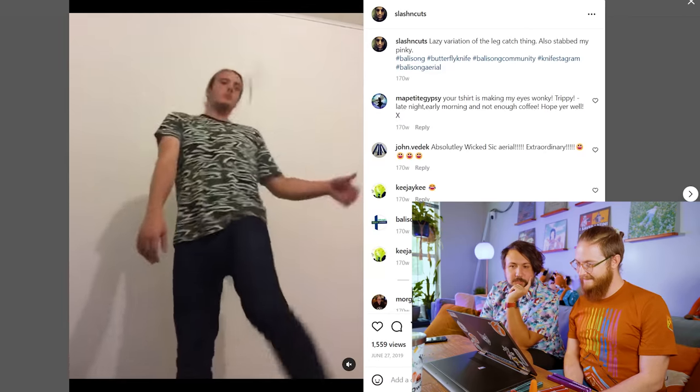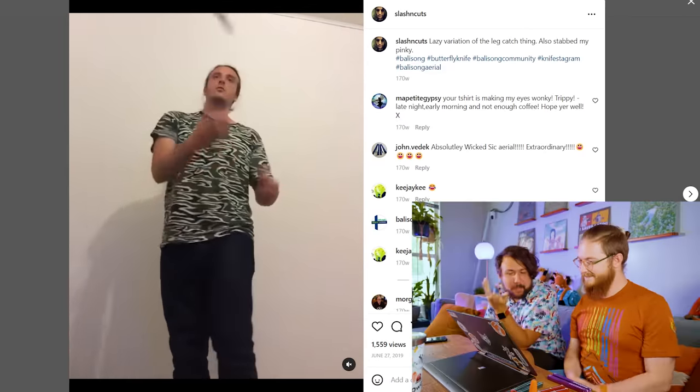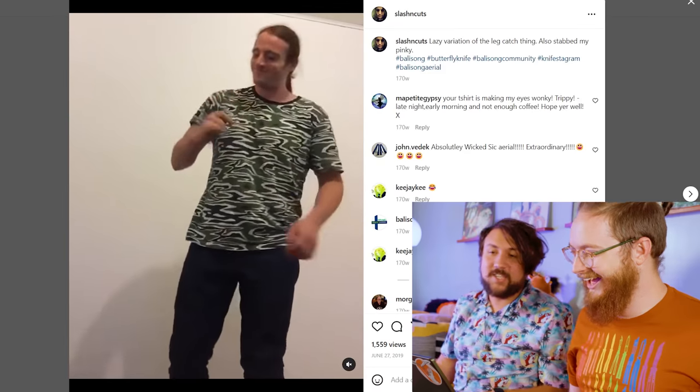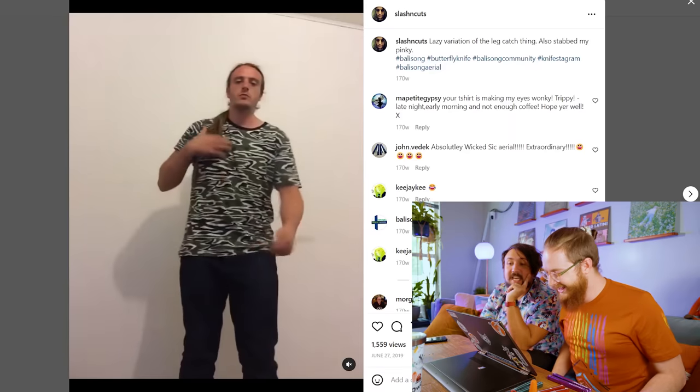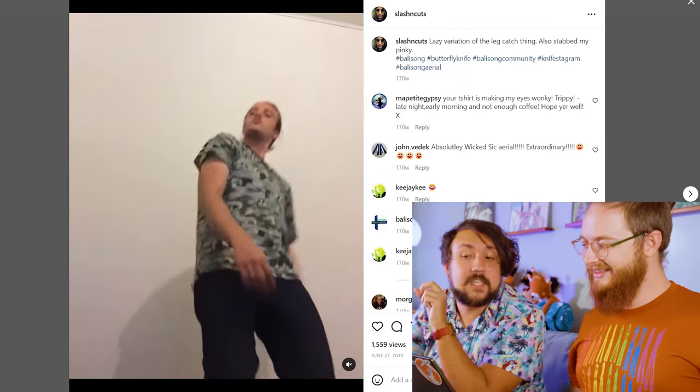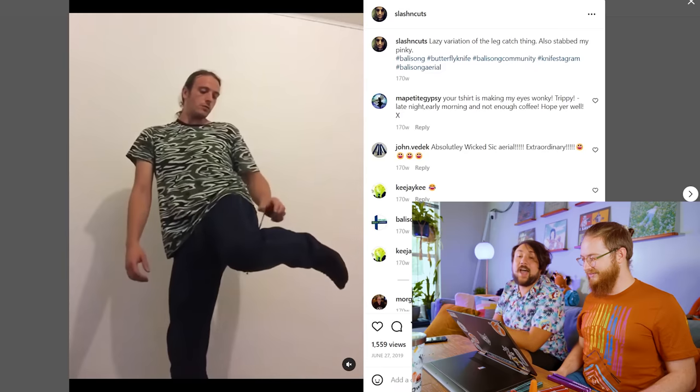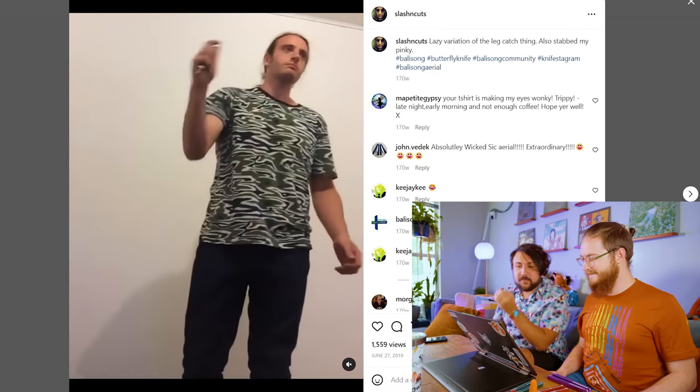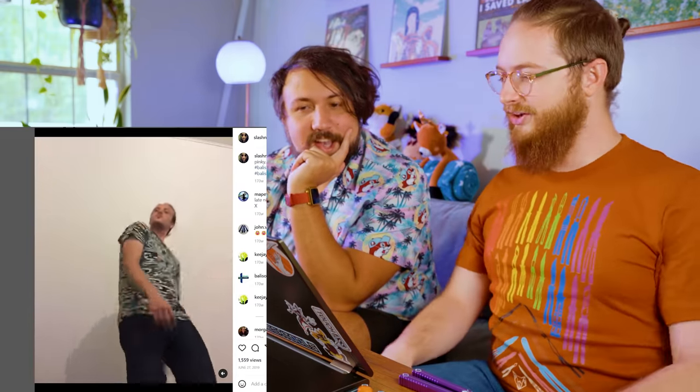On the hair too. Catch it with the hair. Lazy variation of the leg. This is the lazy version of the leg catch. It's so effortless. And right there, he stabs his pinky on the final, casual one after. So he throws it, does all that, and then right there stabs his pinky.